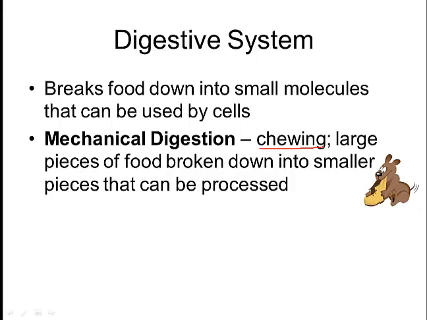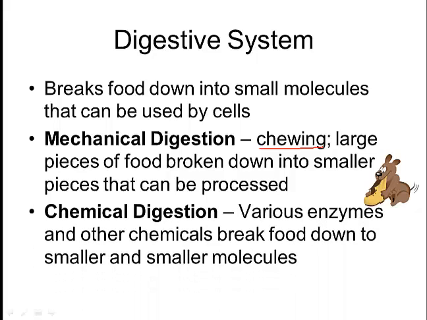So we're going to take large pieces of food, and we're going to break them down into smaller and smaller pieces, and then those small pieces can be processed by the body. Mechanical digestion also happens in other places in the body, so as we come across those things, we'll talk about them some more. But the main form of mechanical digestion is chewing. Once the food is into small pieces, then chemical digestion can occur, and most chemical digestion occurs because of the enzymes that we have. There are also other chemicals that are involved with this, but we're going to break food down into the very smallest molecules that they can possibly be, and then those molecules will get absorbed into our cells.